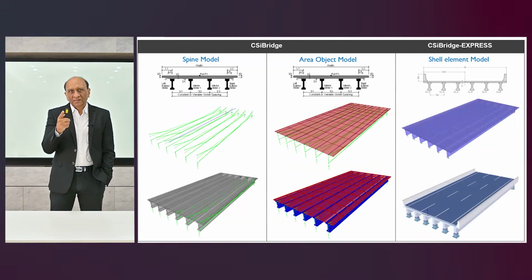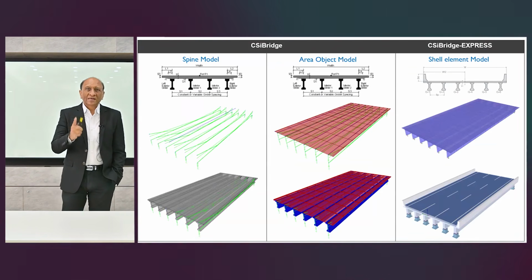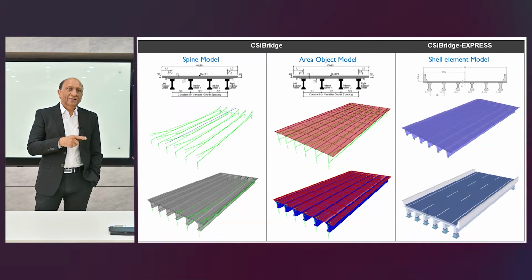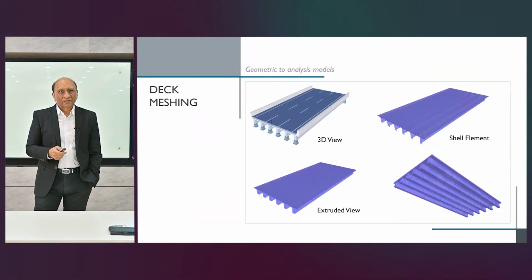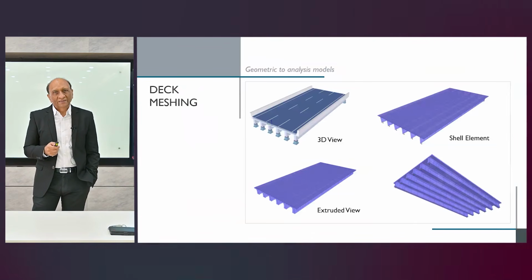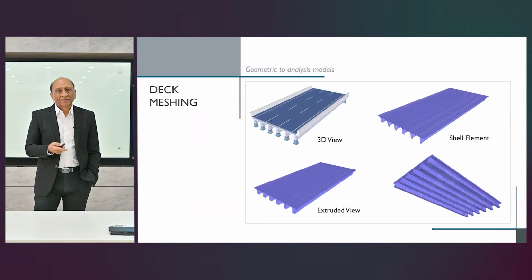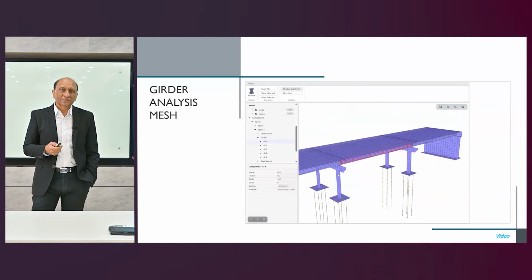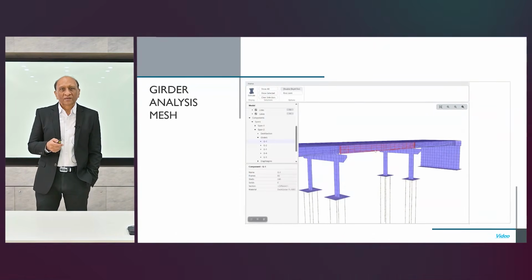The deck can be a spine model, an area object model, or a shell element model. For CSiBridge, we have chosen to go with the shell element model for the deck and other options for the other structures, which engineer Ashish will show you later. Deck meshing can be automatically done in shell elements, and the shell elements are then automatically converted to section cuts and forces. For example, this is the girder mesh you can see from here.